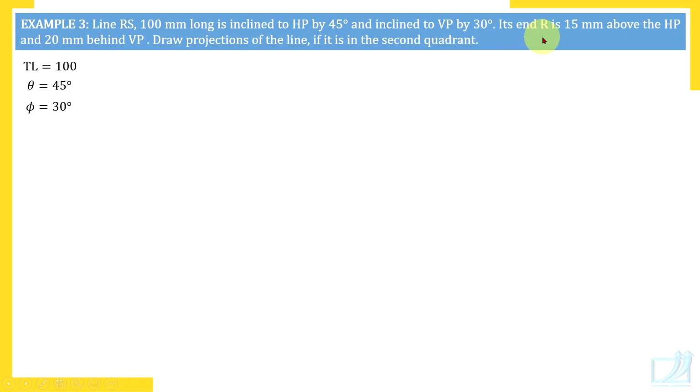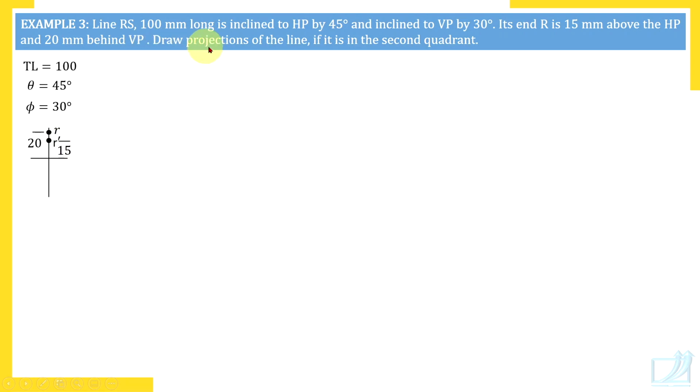Its end R is 15 millimeter above HP and 20 millimeters behind VP. So R is the reference point. It is 15 millimeter above HP. R dash, front view gives distance from HP, and 20 millimeters behind VP. So behind XY line you should measure 20 millimeters. So 20 millimeters behind XY line, R. So you have realized that point R is in the second quadrant.